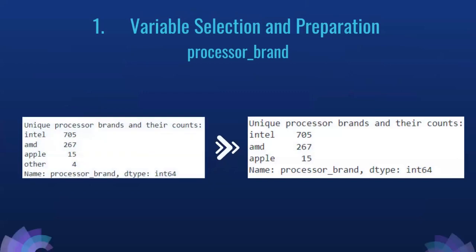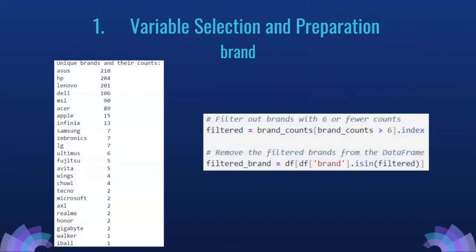For processor brand, we identified there were a total of 4 unique processor brands, but there are only 4 counts of other. We have decided to remove them because these represent unpopular or unspecified processor brands, which could introduce bias or inaccuracies into our analysis. We have chosen to remove brands with 6 or fewer counts from the dataset to ensure that our analysis is based on the brands with a more substantial presence. This filtering process helps maintain the dataset's integrity by focusing on brands that are more representative of the market landscape.